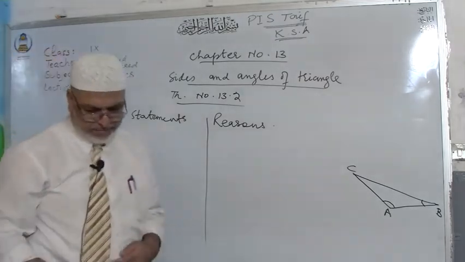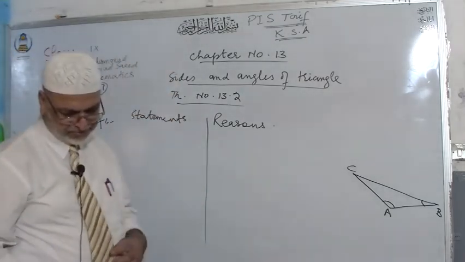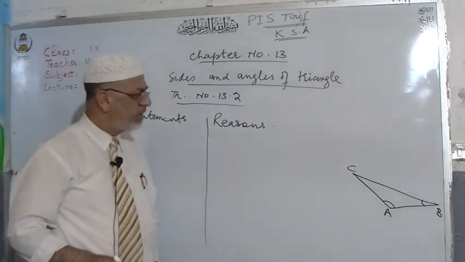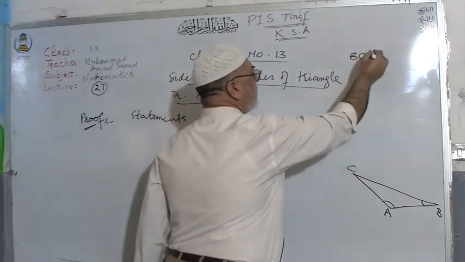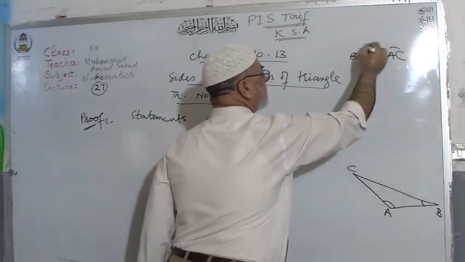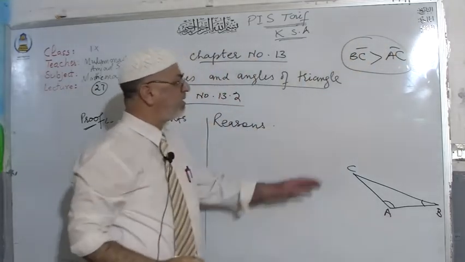Now, proof, statement and reason. Dear students, what was to prove? BC is greater than AC. This is our target. BC is greater than AC.